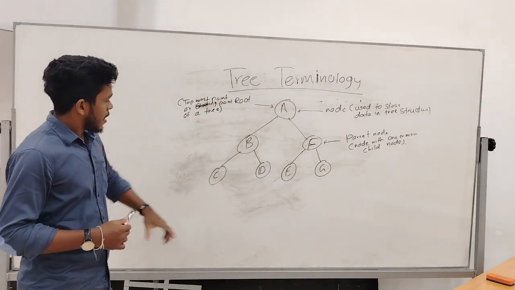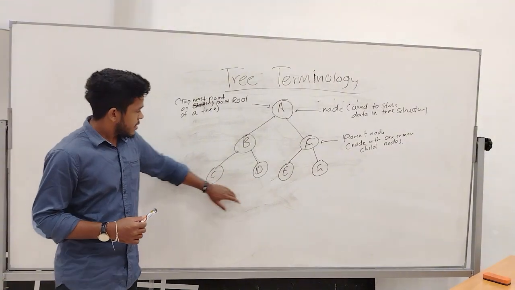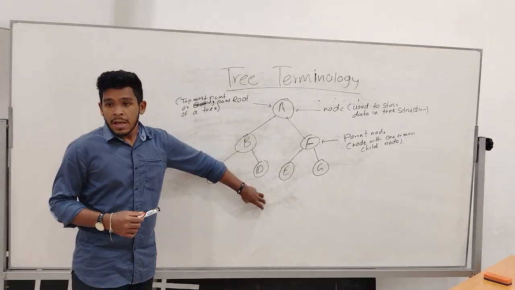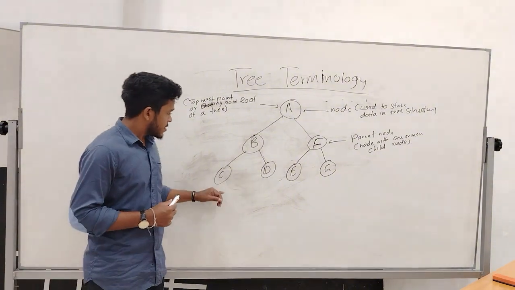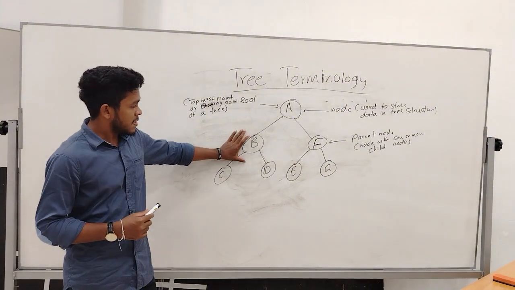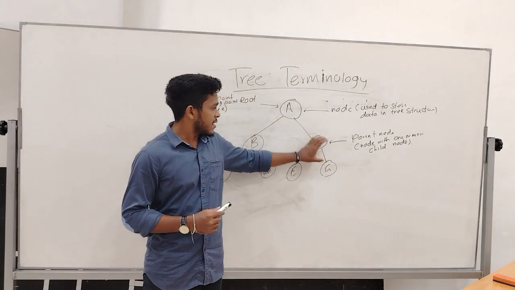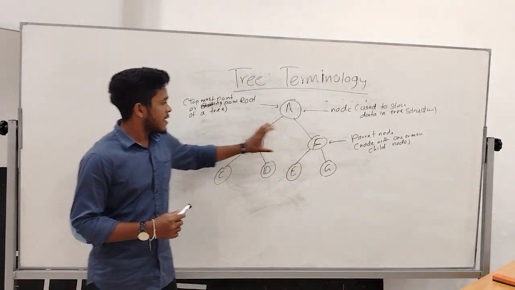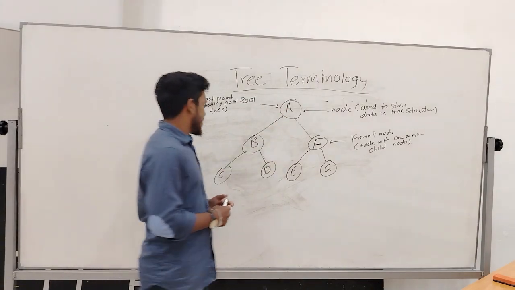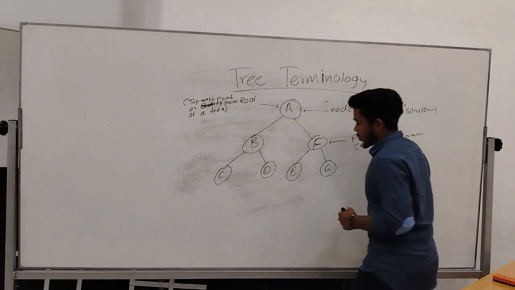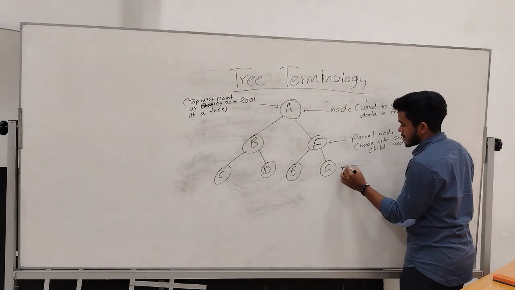Child nodes are these. A child node has a parent. So for C and D, the parent is B, and for E and G, the parent is F. And B and F have parent A. So these are child nodes.